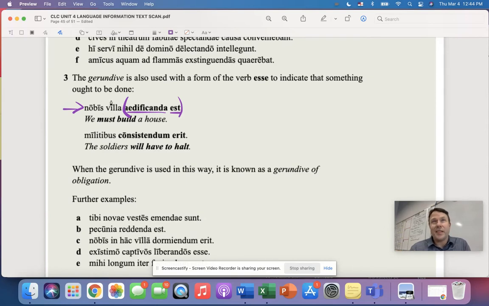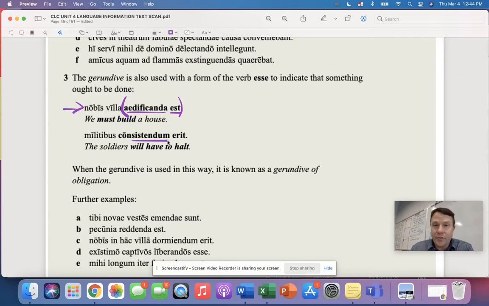Now, probably the smoother way of saying that is we must build the house, or we must build a house, is what they've said here. So the translation here has flipped it from the passive to the active, and sometimes you need to do that because it just sounds better. All right, here we go. Let's take a look at this one.